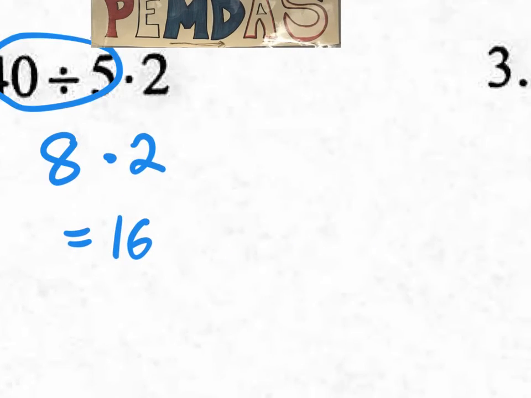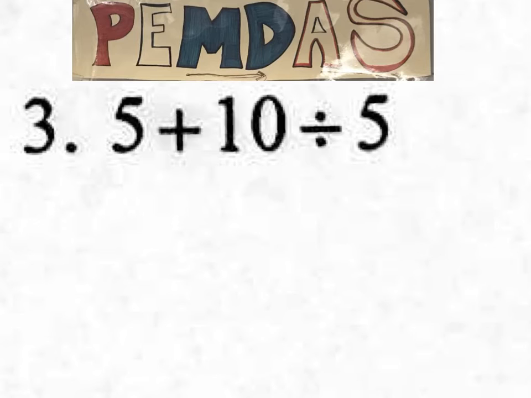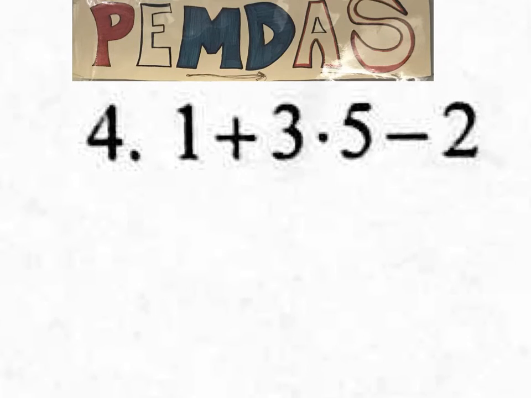Let's look at question 3 over here. What do I do first, according to PEMDAS? Do I have parentheses? No. Do I have exponents? No. Do I have multiplication? Division? Yes. Let's do the division first, right? 10 divided by 5? 2. Bring down the plus, bring down the 5. Then you do the addition. 5 plus 2 is 7. Done. Moving on.